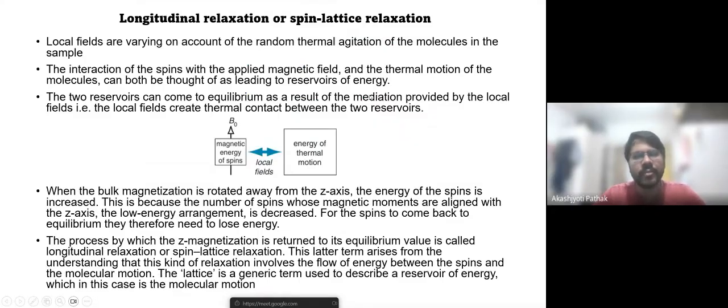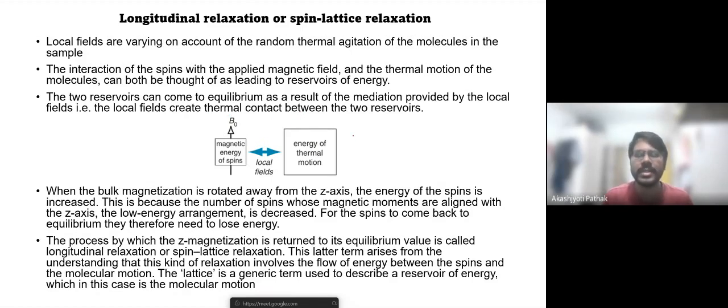Now, what is longitudinal relaxation, or spin lattice relaxation? The local fields vary on account of random thermal agitation of the molecules in the sample. All these different spins are in thermal motion. The interaction of the spins with the applied magnetic field and the thermal motion of the molecules can both be thought of as leading to reservoirs of energy. The two reservoirs can come to equilibrium as a result of mediation provided by the local fields. That is, the local fields create thermal contact between the two reservoirs.